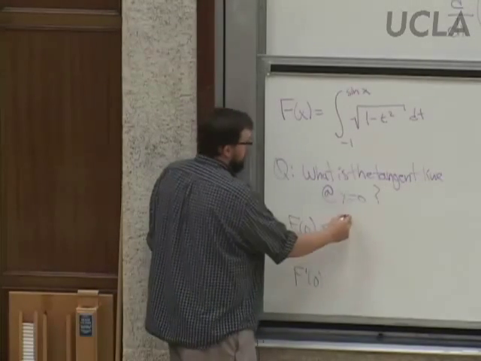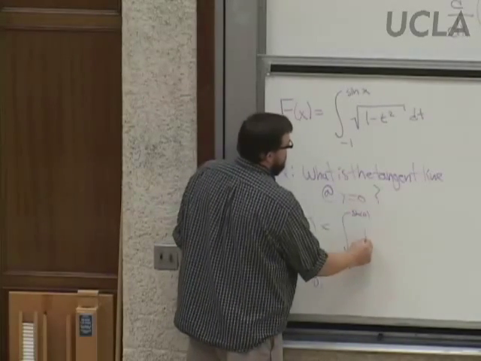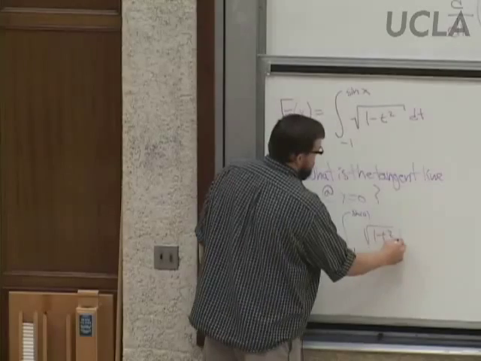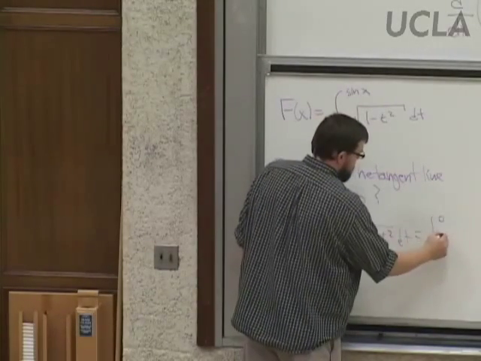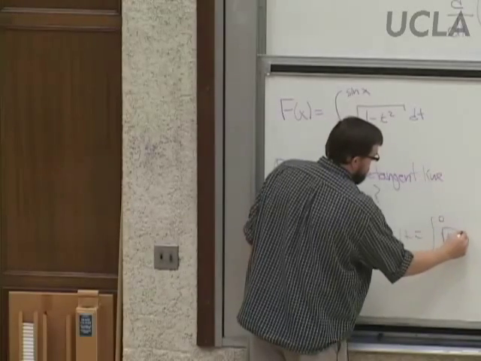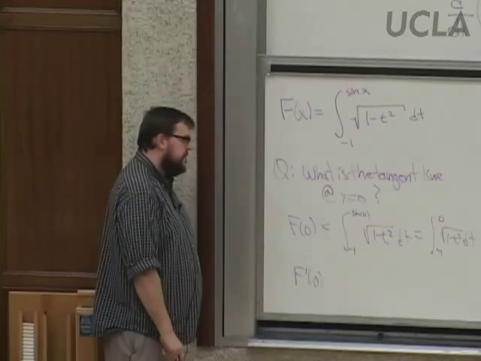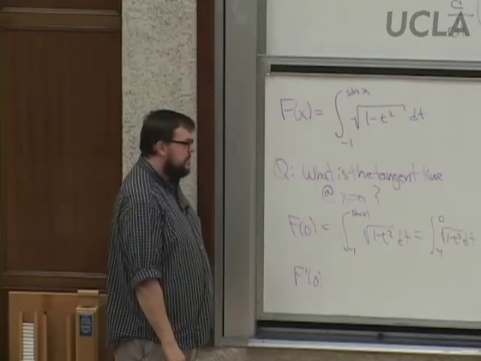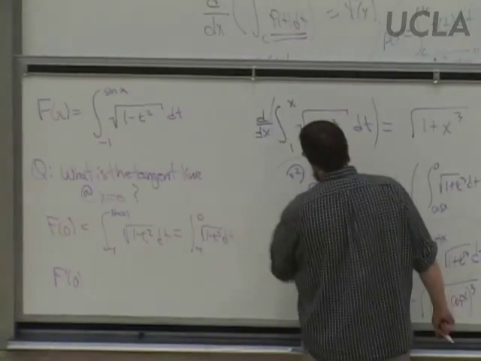So f of 0, according to the rule, I take negative 1 up to sine of 0 of the square root of 1 minus t squared dt. Now, of course, sine of 0 is easy. It's just 0. But I look at that integral and I say, wait a second. That wasn't on my list. That is not one of the integrals that we saw before. So how are we going to find it?